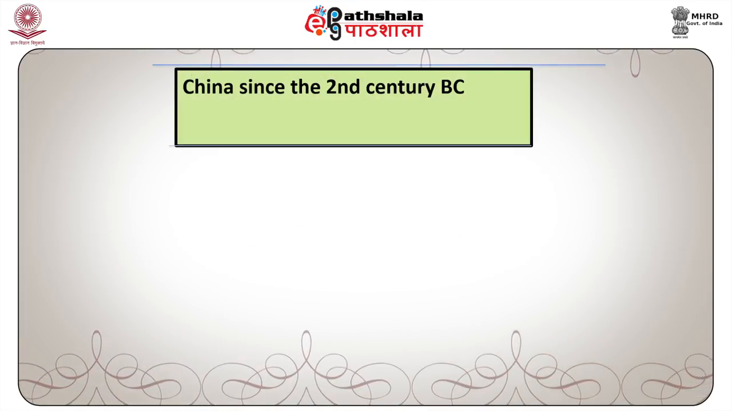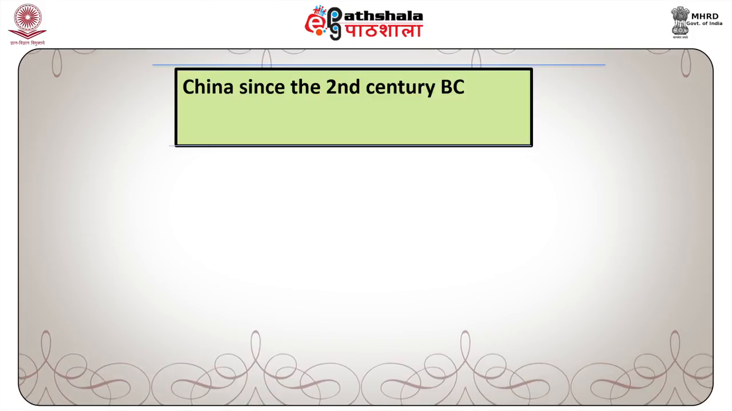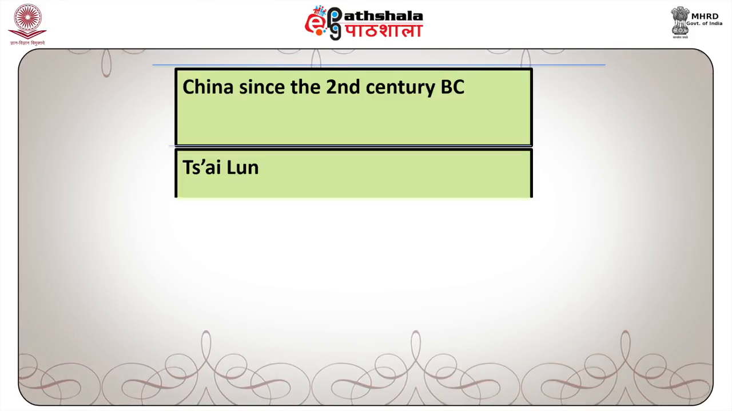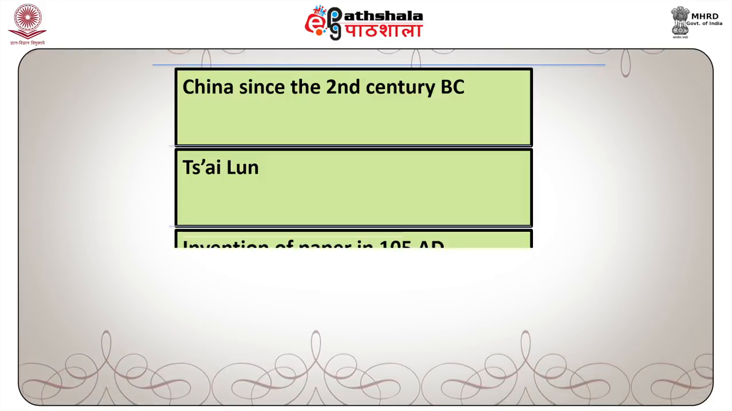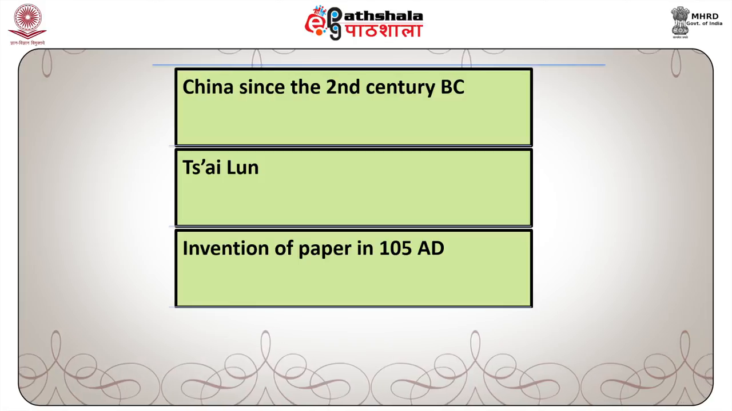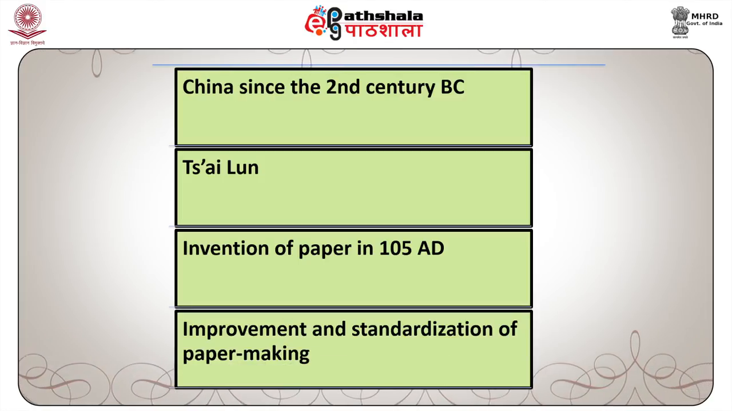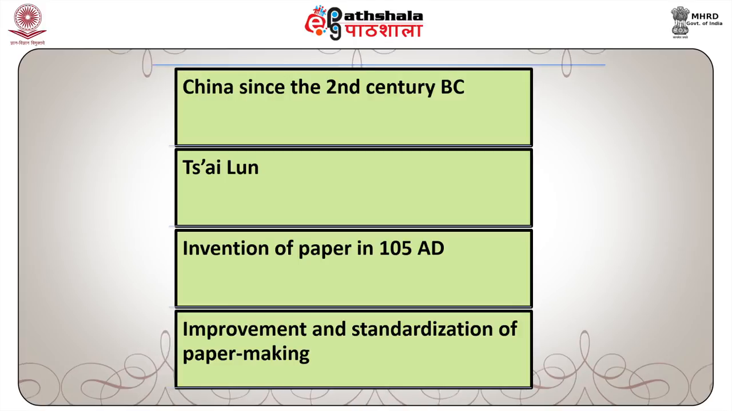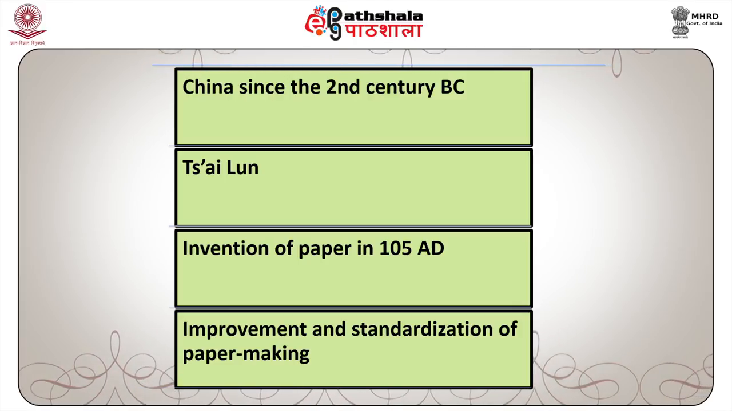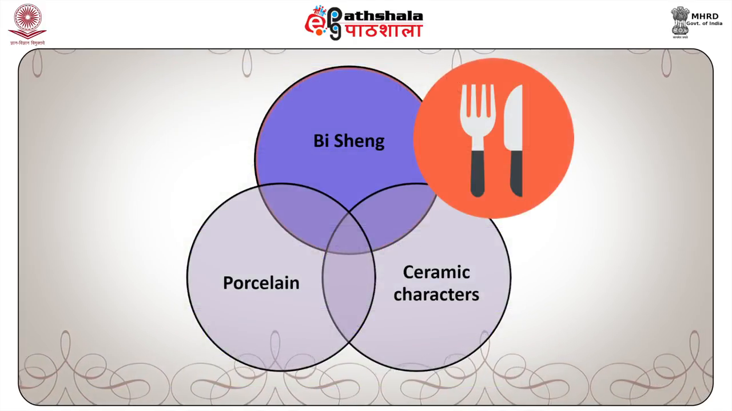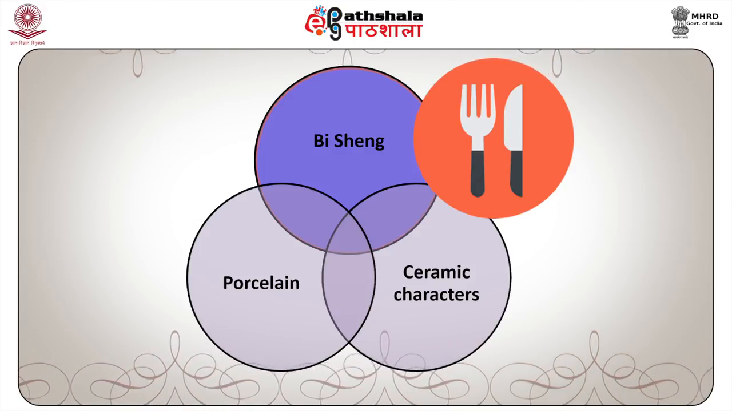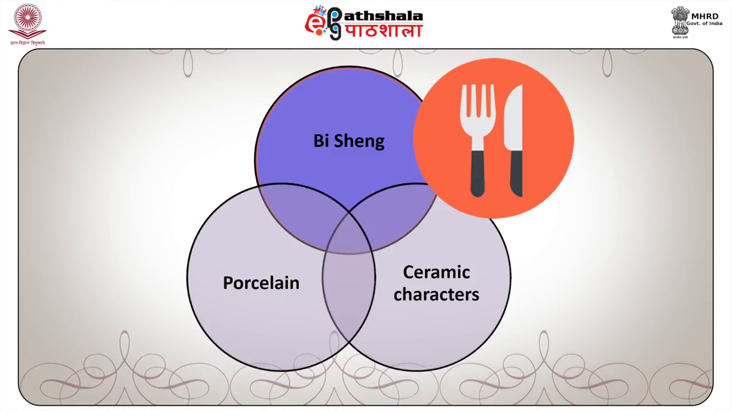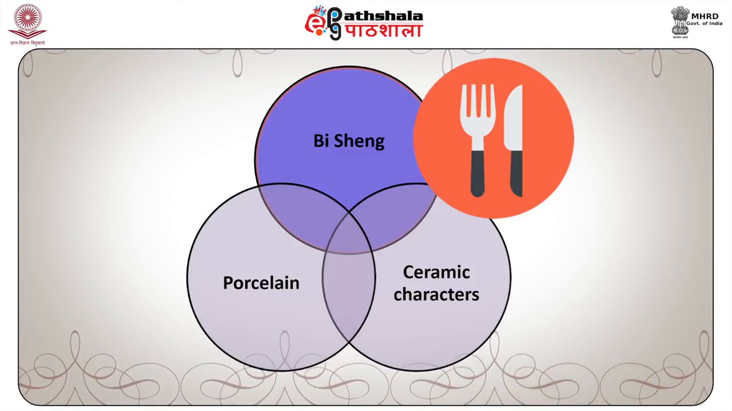Though early forms of paper had existed in China since the 2nd century BC, it was Cai Lun, a Chinese official, who is attributed with the invention of paper in 105 AD, along with significant improvement and standardization of the paper making process. Bai Sheng, a Chinese peasant, developed the world's first movable type between 1041 and 1048 AD during the Song dynasty.